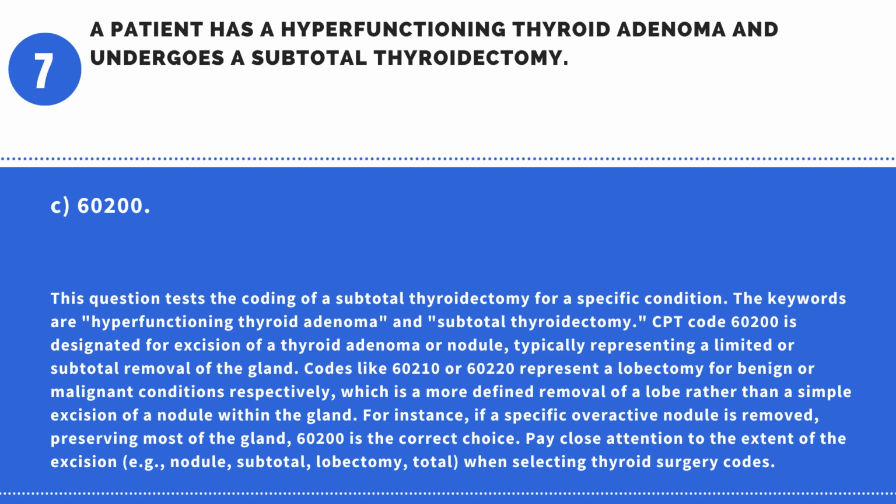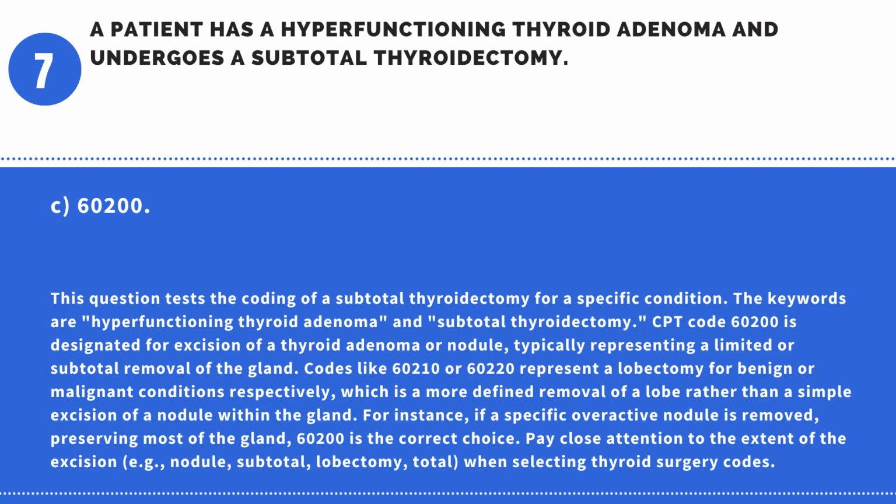60200. This question tests the coding of a subtotal thyroidectomy for a specific condition. The keywords are hyperfunctioning thyroid adenoma and subtotal thyroidectomy. CPT code 60200 is designated for excision of a thyroid adenoma or nodule, typically representing a limited or subtotal removal of the gland. Codes like 60210 or 60220 represent a lobectomy for benign or malignant conditions respectively, which is a more defined removal of a lobe rather than a simple excision of a nodule within the gland.